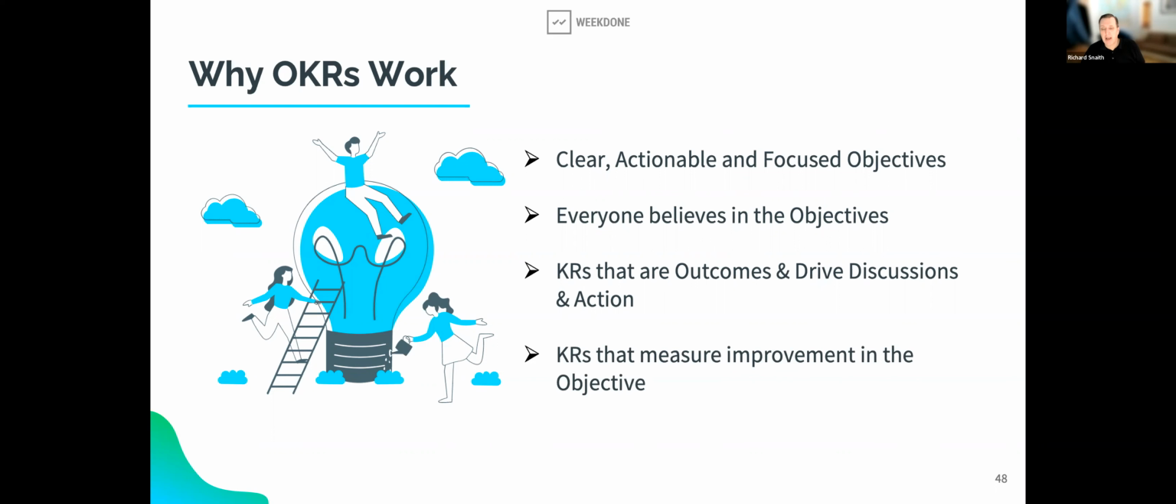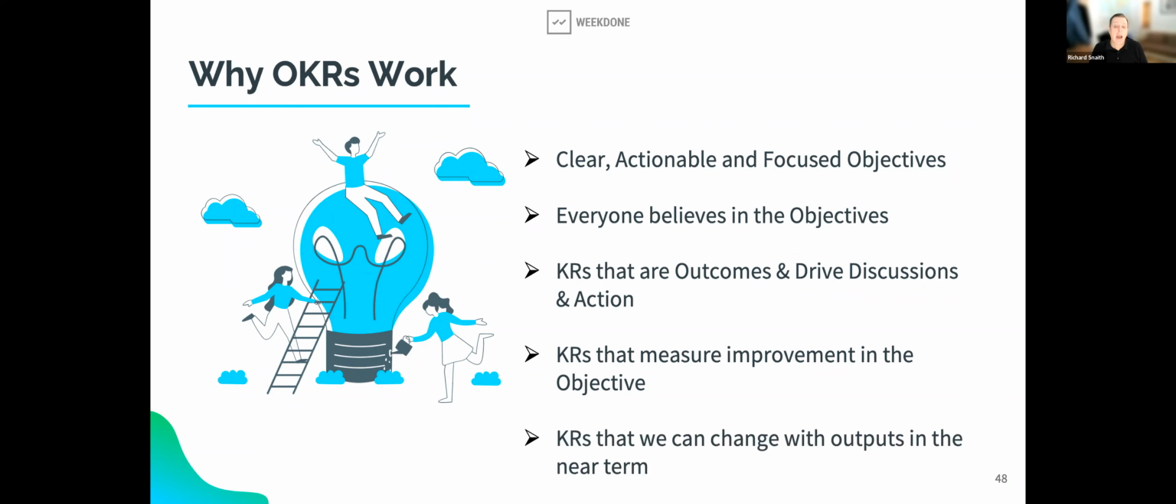KRs need to measure the improvements in the objective. So you sometimes see a great objective with key results under it that are completely different or don't really relate to it. Everything has to fit together. I have to be able to take it from the company down to the team. The team objective has to be clearly written. Key results have to be measurable outcomes and tie to the objective. The KRs also have to be something we can change with outputs in the near term.